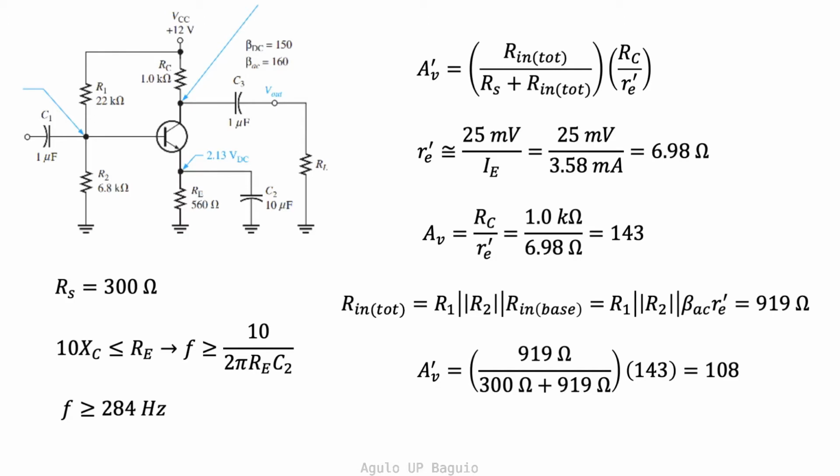However, we can rewrite the equation in terms of the frequency f to determine the range of frequencies that satisfies this condition. Plugging in the given values for RE and C2, we see that the frequency must be greater than 284 Hz, which is a very good range since it can be used at practically any frequency except frequencies below 284 Hz, including the 50 or 60 Hz line frequencies and its first couple of harmonics. If the frequency is below 284 Hz, the alternate expression for the voltage gain, which includes the emitter resistance RE, must be used.